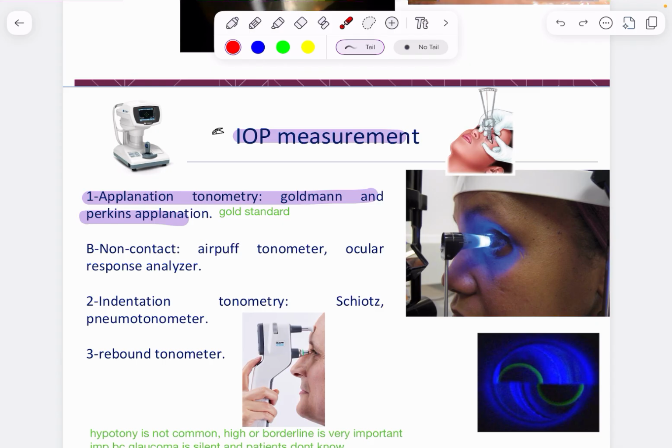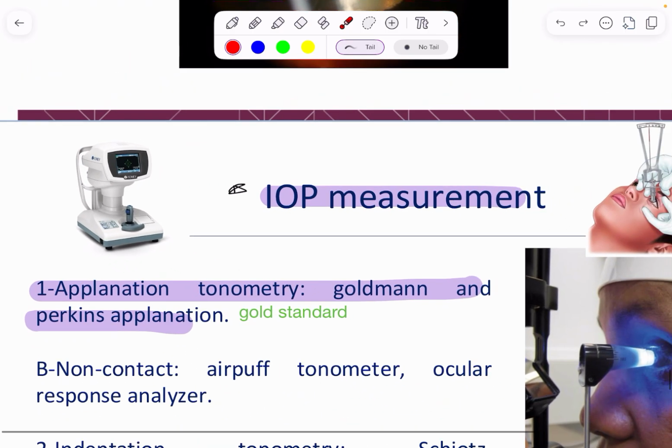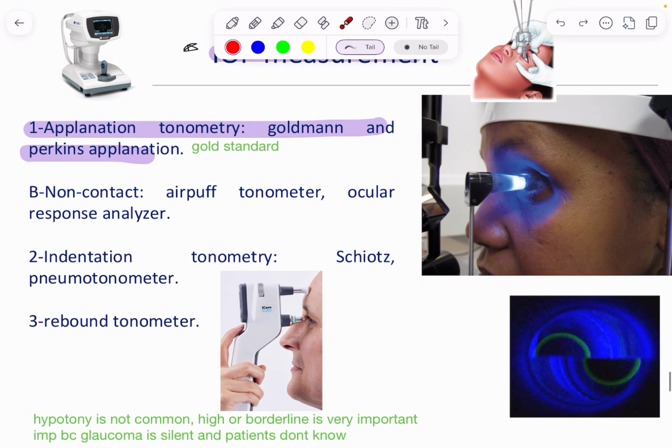He was just saying that the gold standard is going to be Goldmann, which is this. Essentially you're using this tool, it's going to apply a bit of pressure on the cornea and you're going to be able to measure the intraocular pressure. Non-contact, the idea is that it's called the air puff tonometer. It's going to release a bit of air, it's going to cause temporary pressure, and you're going to measure the pressure by measuring how fast the cornea bounces back after the air puff.